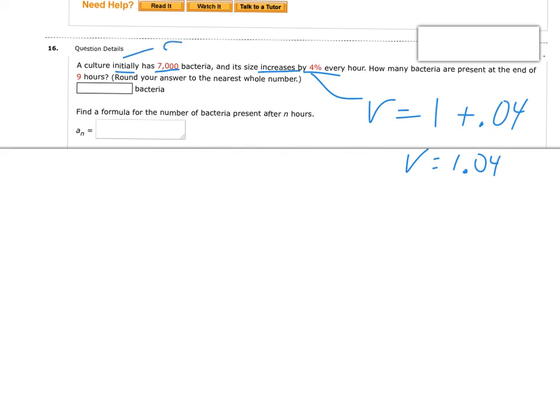Initial, that to me always means a sub 0. That's after 0 hours. So I'm going to say that this is 7,000 times 1.04 to the power of n. So then when I need this to the 9th power, I'm going to do 7,000 times 1.04 to the power of 9. And that gives me, it says round to the nearest whole number, so I'm going to say 9963.